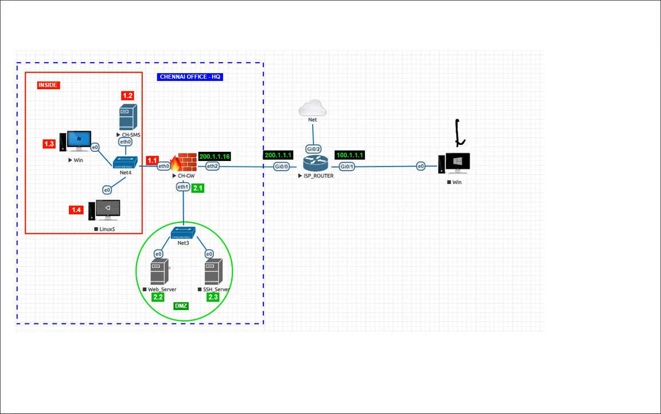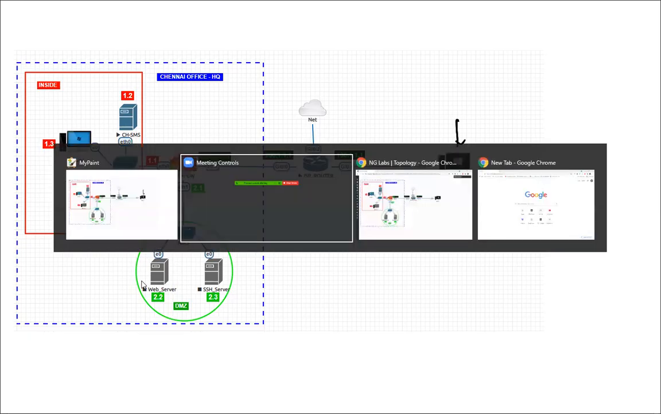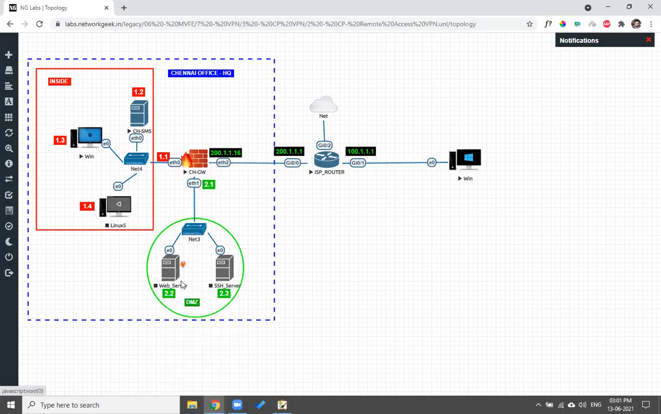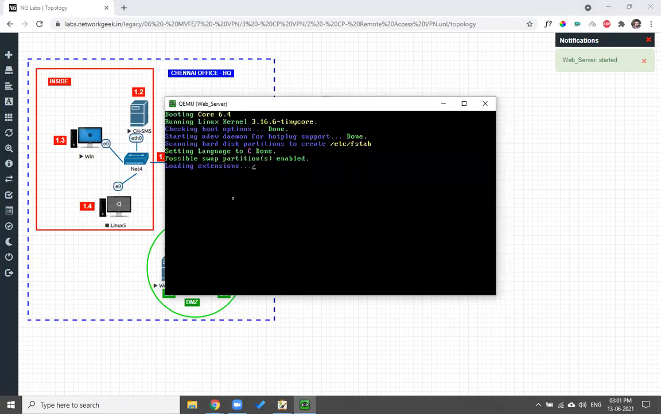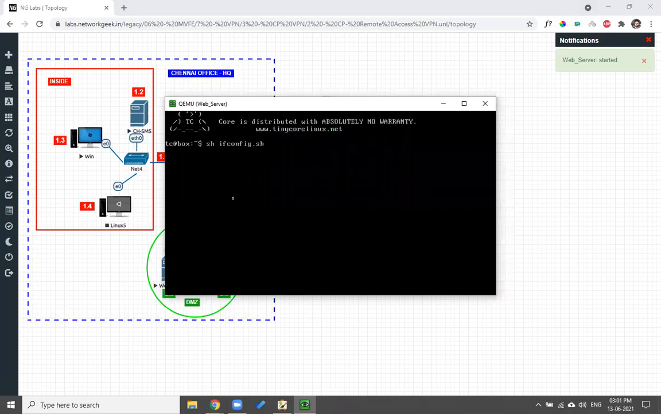Meanwhile, I'll go and configure this web server with an IP address 2.2, because once we have the remote access connection, we can check the reachability from this remote client to this web server. So let's configure this server IP address. Start this guy. Give him an IP address 2.2, with subnet mask 255.255.255.0, gateway 192.168.2.1, and DNS 8.8.8.8. Okay, so I think we are done.